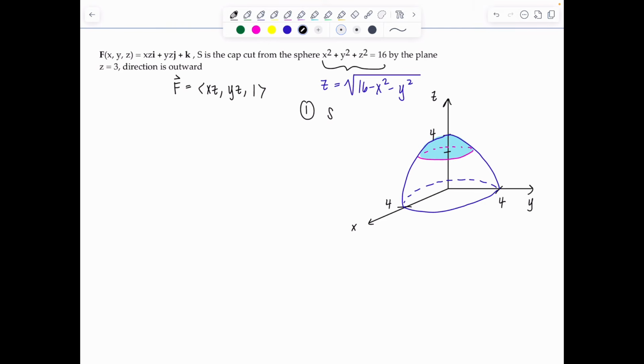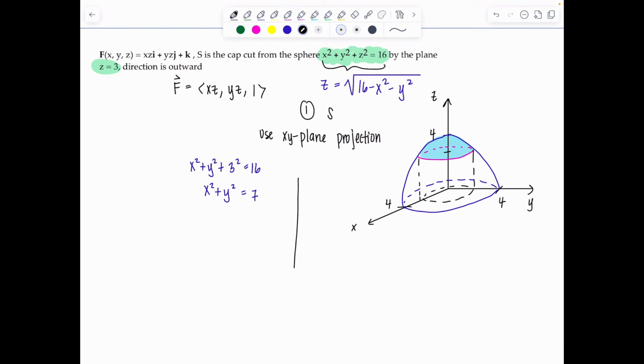Where do you want to integrate it? I'd say over the xy plane, right? Use the xy plane projection as the base. So let's see, it's going to be a circle in the xy plane, but I don't know what the radius is. How would I find it? I need to see where z equals 3 intersects my sphere. Exactly. So x squared plus y squared plus 3 squared is 16. That means x squared plus y squared is 7.